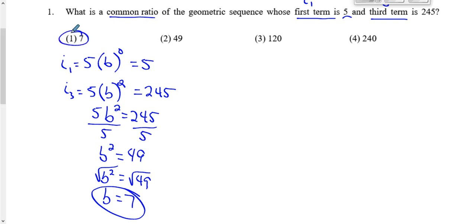Now this I wouldn't be able to solve for b, would I? Right? But I had this third one here. Because I know the third term, it's going to be 5 times something to the second power, the 3 minus 1, n minus 1, right?